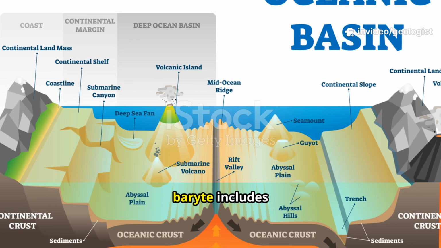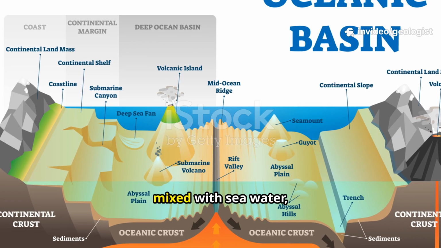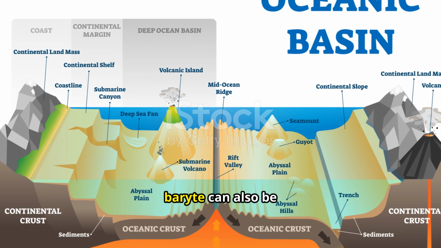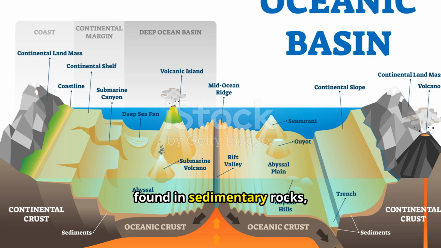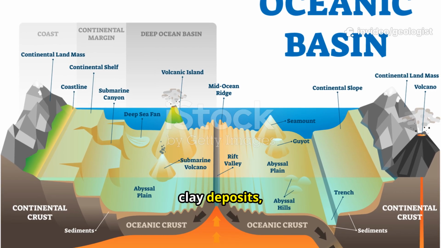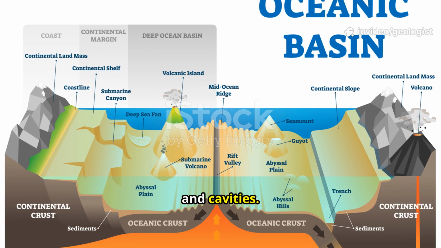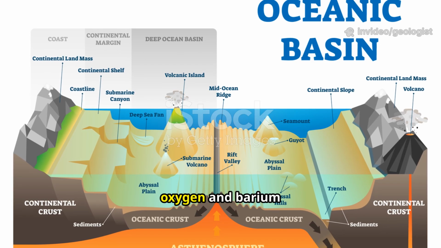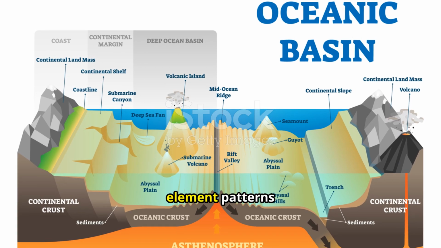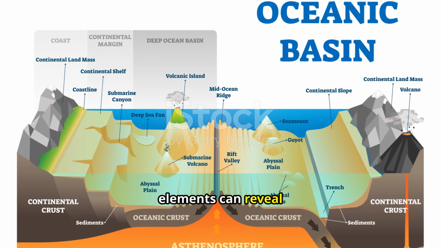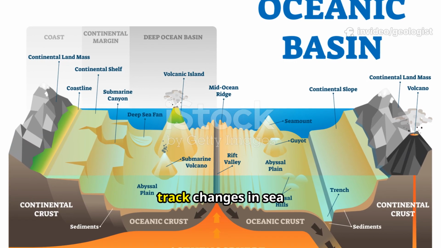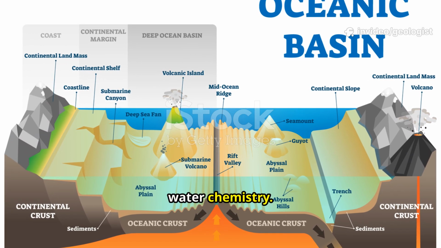Common sources for barite include hydrothermal fluids mixed with seawater, cold seeps and basin brines. Barite can also be found in sedimentary rocks, clay deposits, marine deposits, and cavities. Isotopic analysis of sulfur, oxygen and barium, along with trace element patterns like rare earth elements, can reveal the fluid origin, formation, as well as temperature, and track changes in seawater chemistry.